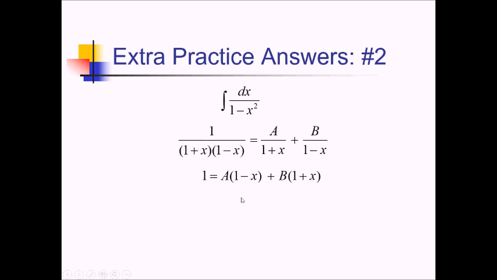At this point, I'm going to pick an x value that cancels out first B and then A, so I can solve for A and B. To get rid of B, I need x to equal -1. That will make this 0 here.